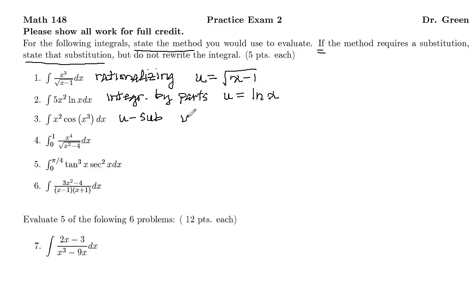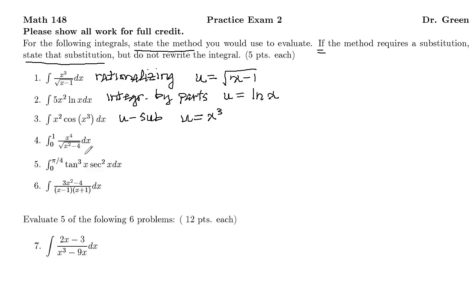And you would let u equal the inside here, x cubed. And then if you do that, the du is going to have a 3x squared, and that's going to take up the x squared. And then it's just going to be the integral of cosine u. So you don't want to work harder than you have to.